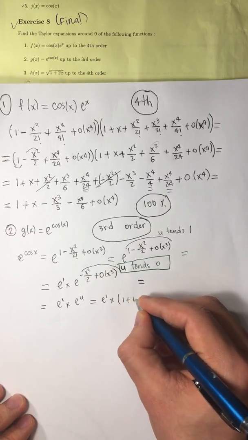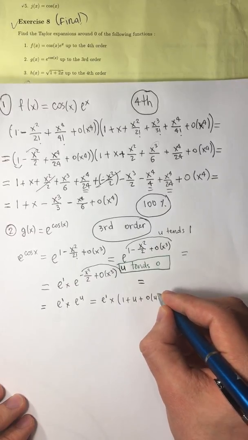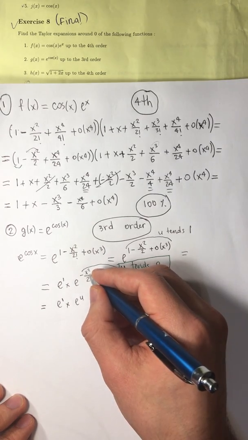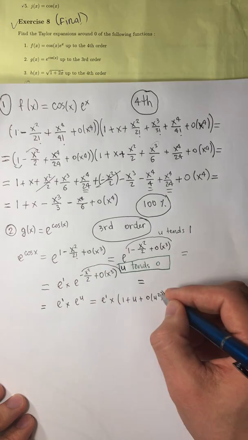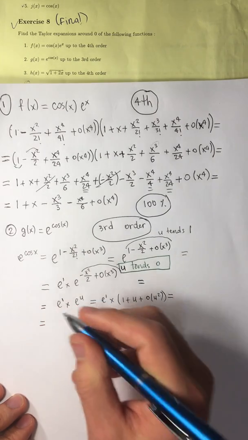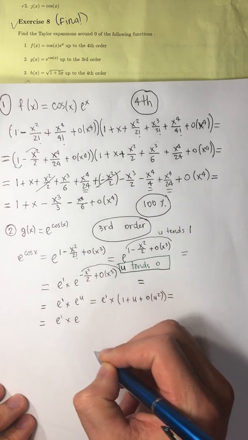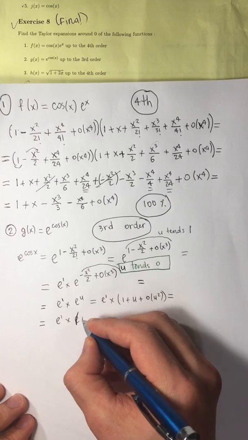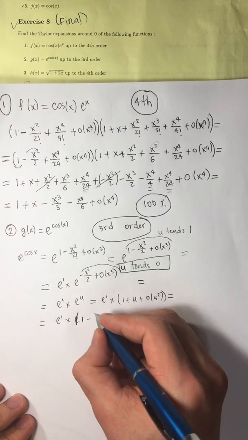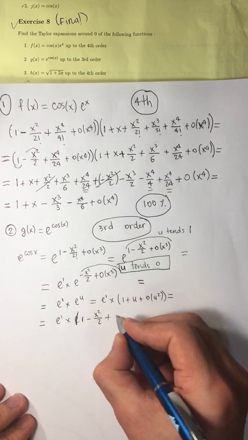1 plus u, yes, plus o(u), but o(u squared) gives you o(x cubed). This is quite complicated, but you will understand after a few problems, don't worry. Even now you understand, I hope. So this is the bracket and 1, and then what is u? In the place of u, you can just write minus x squared divided by 2, and then plus o(x cubed).